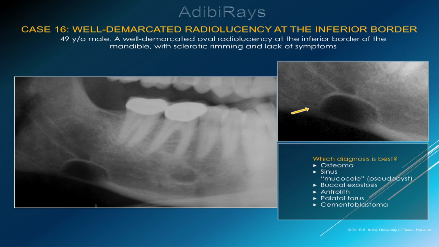This case is about a 49-year-old male patient with a well-demarcated, oval-shaped, asymptomatic radiolucency at the inferior border of the mandible with sclerotic rimming. Which diagnosis is the best one? Osteoma, sinus cyst or sinus mucosal, buccal exostosis, antrolith, palatal torus, or cementoblastoma.